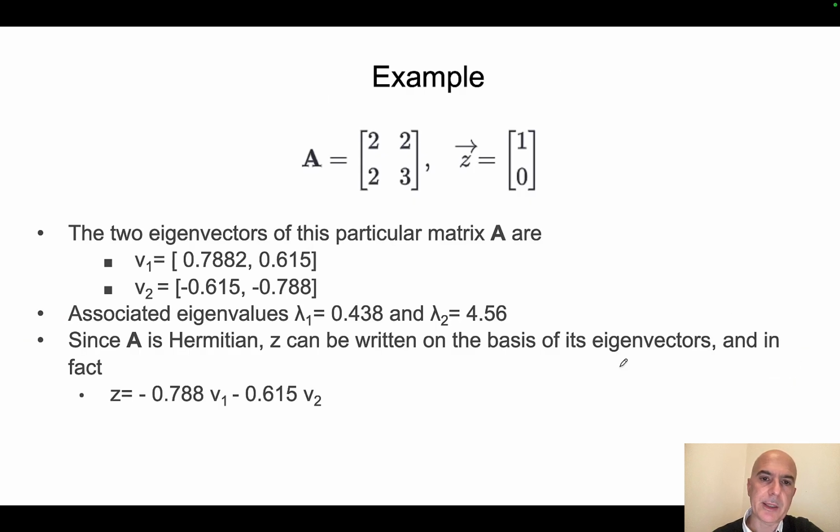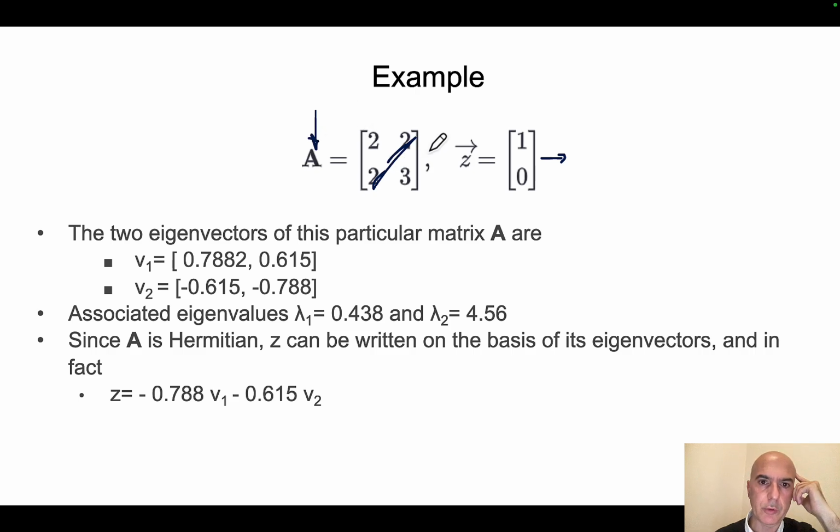Let's see an example to make it clear. We have our linear system that is described by a matrix that is in this case Hermitian, and then we have a vector z, 1 and 0. We want to express this vector z using the eigenvectors and eigenvalues of the matrix A. So the first step is to calculate the eigenvectors.